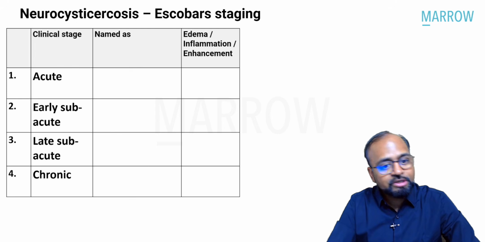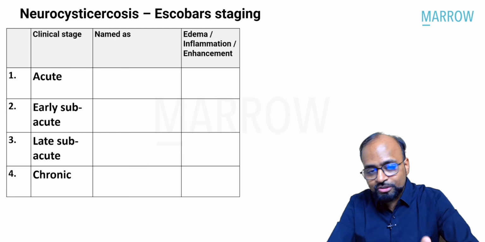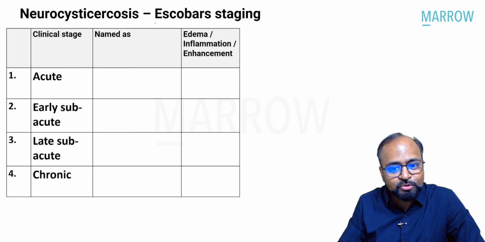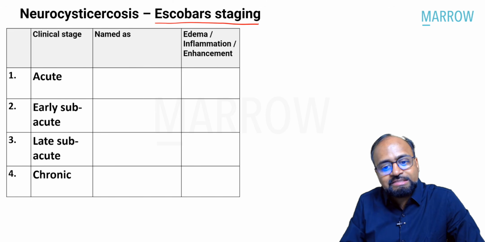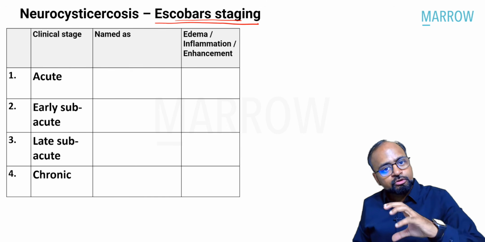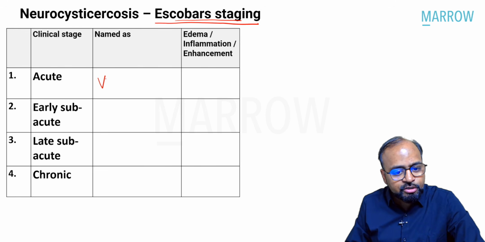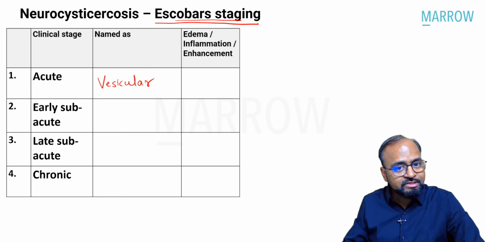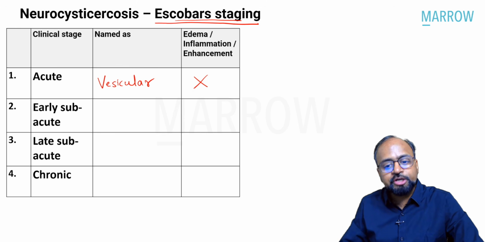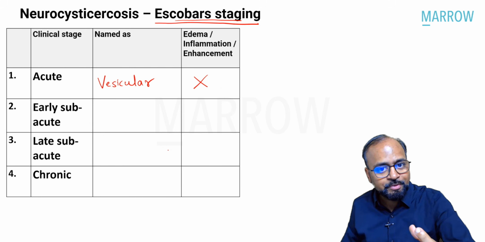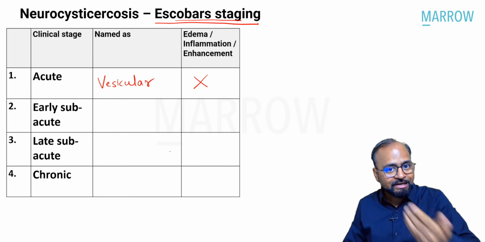Well, the question in your exam was based on neurocysticercosis, that dot within that particular lesion. Quickly, let us cover another point related to neurocysticercosis. This is what is called as the Escobar's staging of neurocysticercosis. Neurocysticercosis is classified into 4 stages. The acute stage is called as the vesicular stage. This is the stage in which there is no edema, no inflammation, no enhancement, because the cyst has just happened within the brain. The brain or the body is yet to react to it.